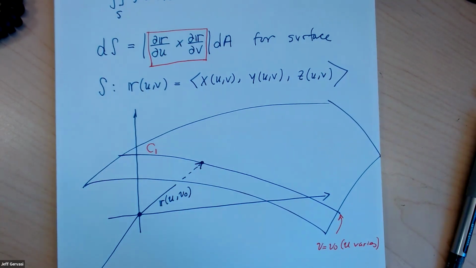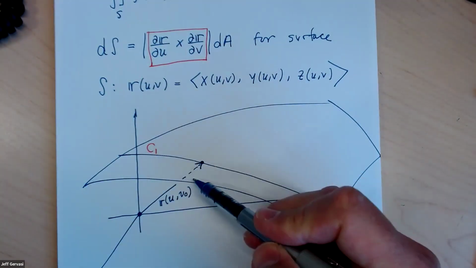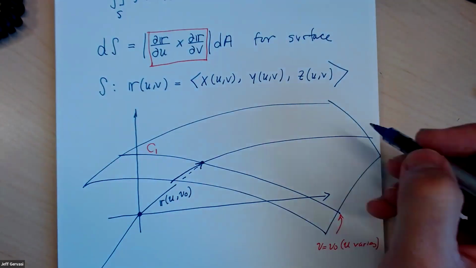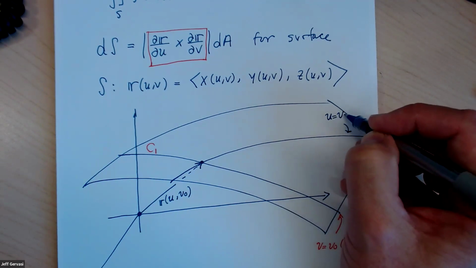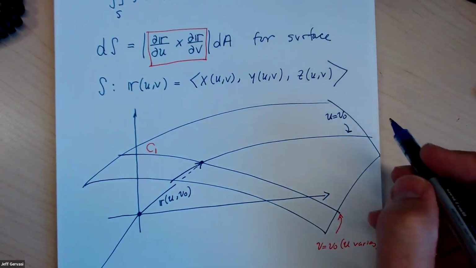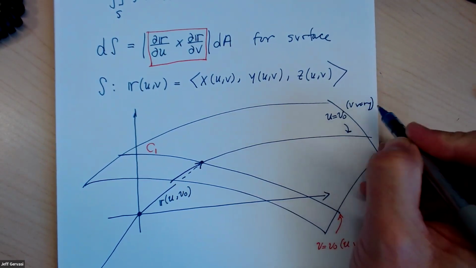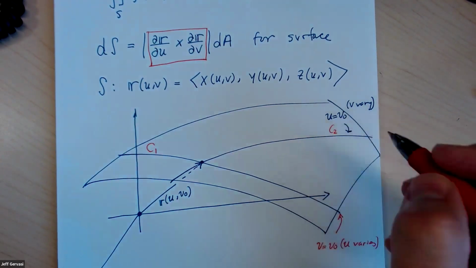On the other hand, if I let u be fixed at some number and I let v vary instead, that might look something like this. I'll make a note on this curve: u equals u sub 0, but v can still vary. Maybe I'll call that curve C2.